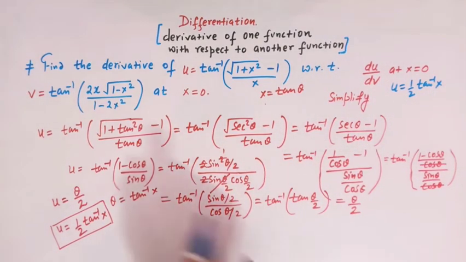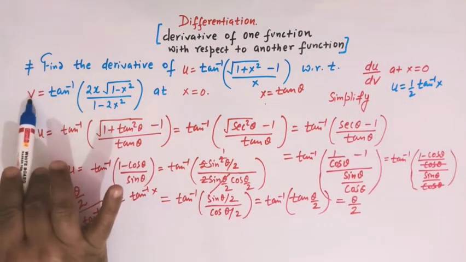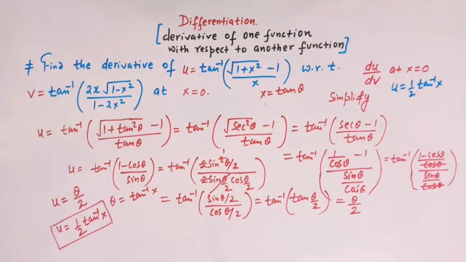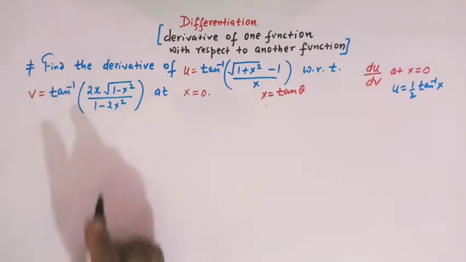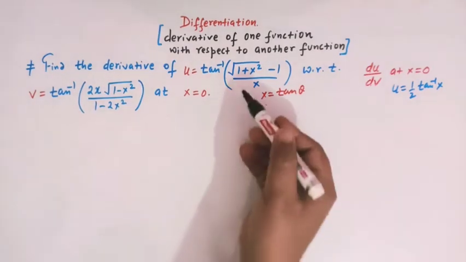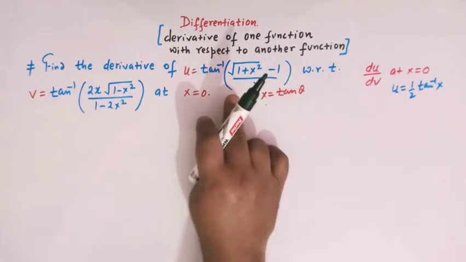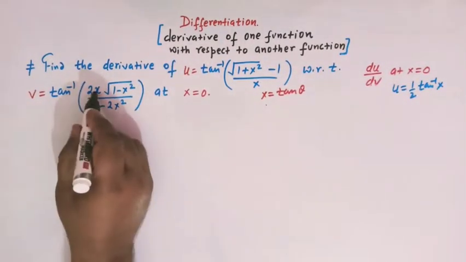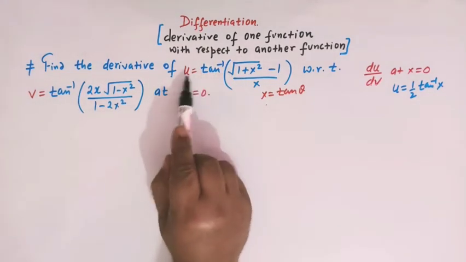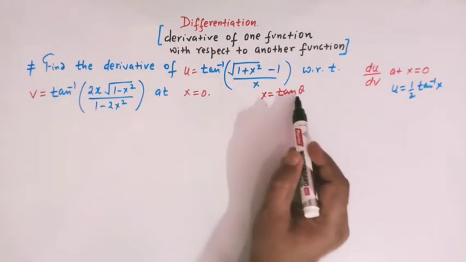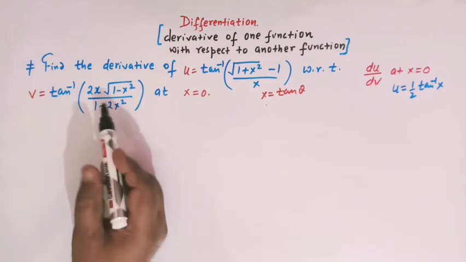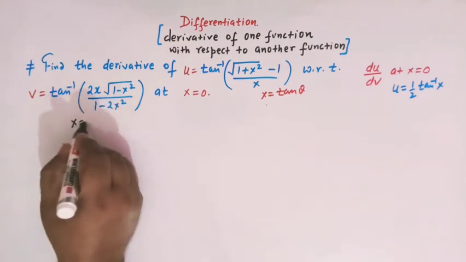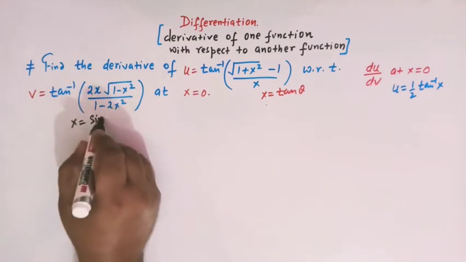Now let us simplify this function v. Viewers, we can simplify v in a similar manner as we have done in the case of u, but here, instead of x equal to tan theta, the proper substitution is x equal to sine theta.